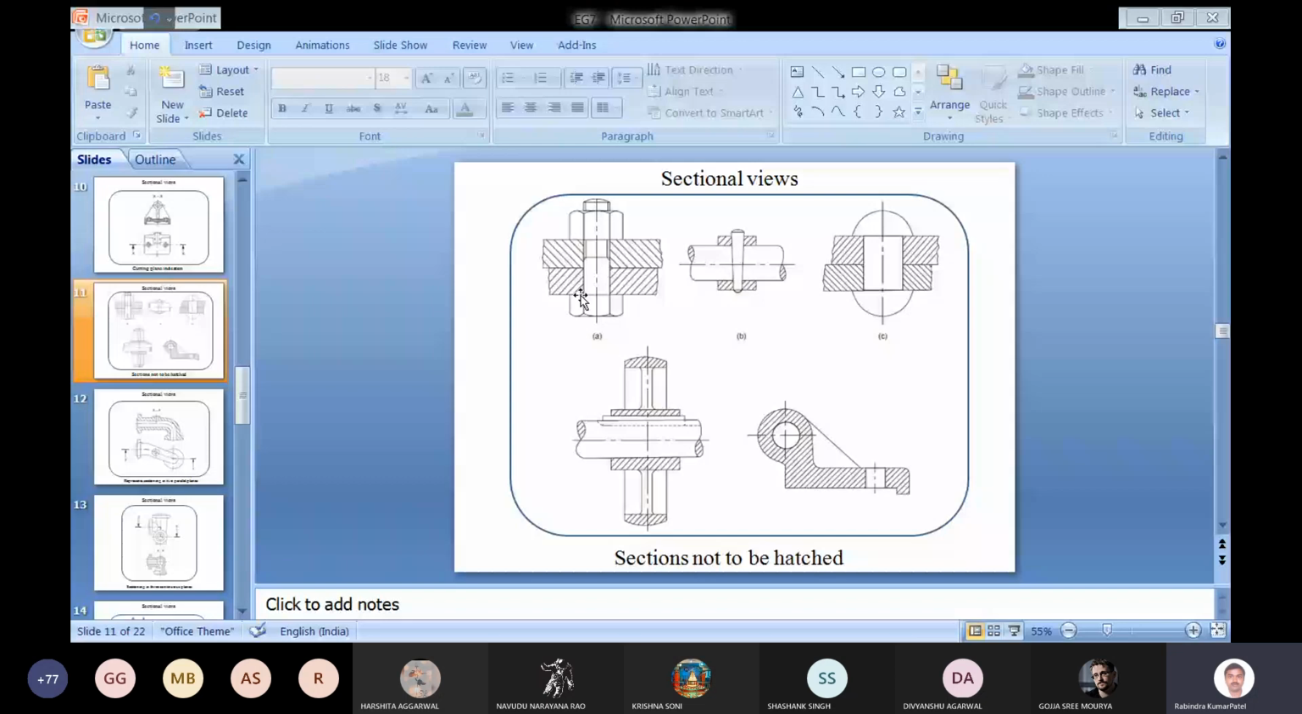And here is another example in the second figure which we can see, that is the taper pin.